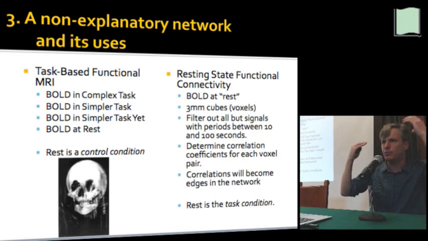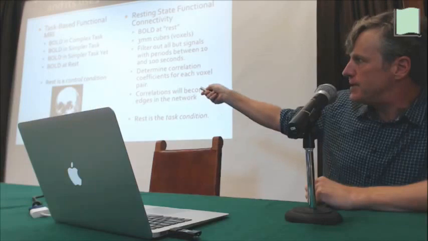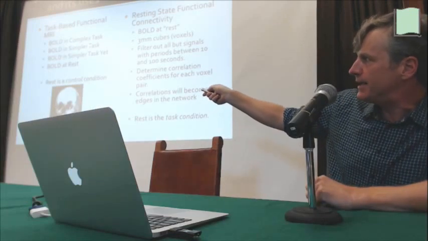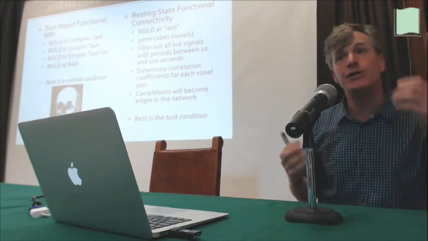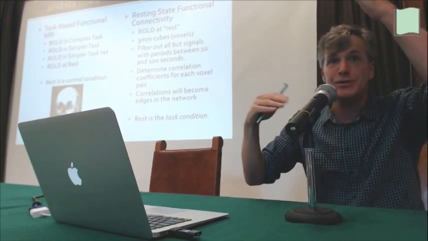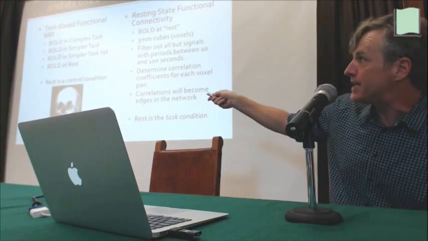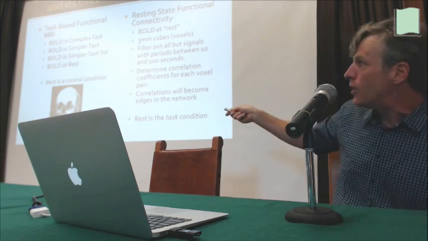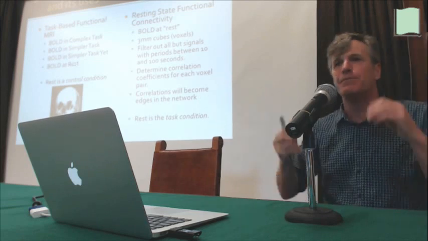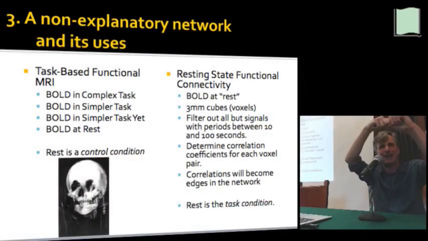Then you have them perform a simpler task that contains many of the components of the complex task minus a few, and you subtract the two images, and that tells you the areas that are uniquely involved in the complex task rather than the simple task, and we can embed subtractions of this sort all the way down to the point where we simply have the person laying in the scanner and staring straight ahead, perhaps at some crosshairs. And that's usually the bottom level of a subtraction study in task-based fMRI.